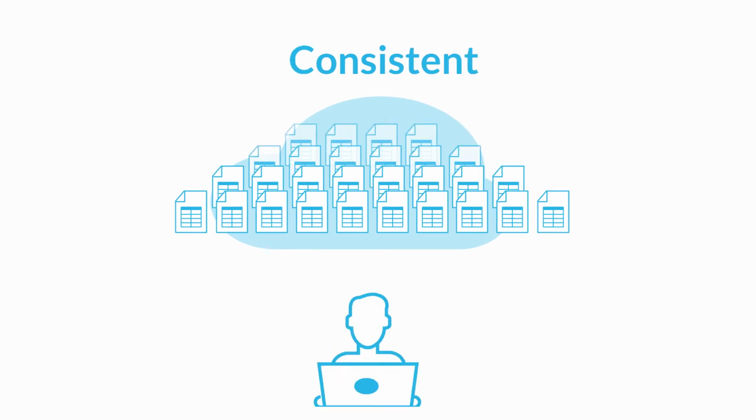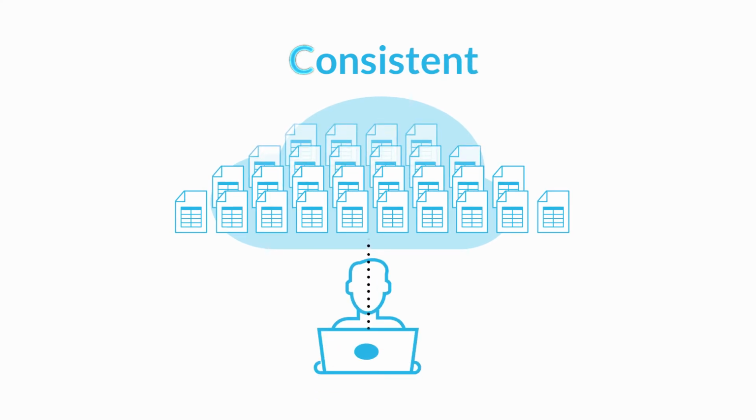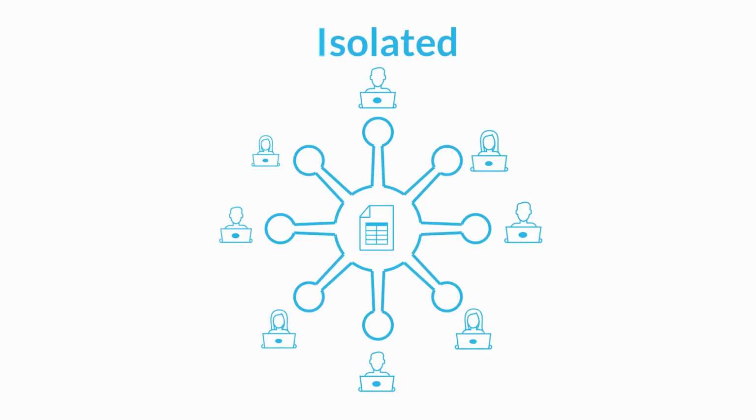2. Consistent. This ensures the data is always in a valid state and that changes from any transaction are immediately available to all other users of the system. 3. Isolated. Concurrent, or simultaneous, transactions are executed independently of one another. The result is the same as if these transactions were executed one at a time. This allows many more clients to use the data without stepping on each other's toes.